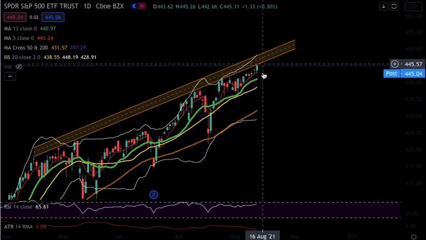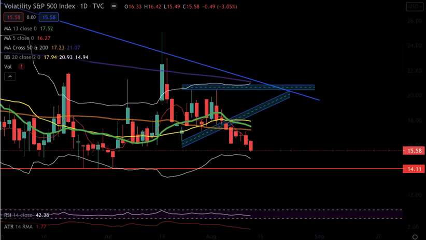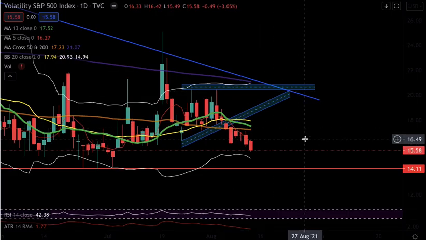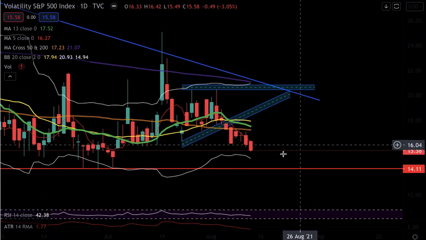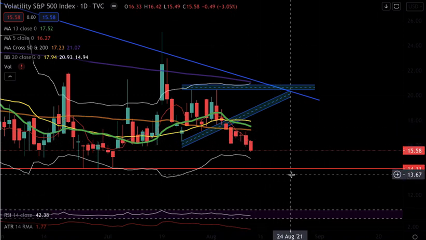But other than that, I'm going to stay on the sideline and watch what SPY wants to do. Okay, and you take a look at the VIX. VIX is still looking extremely bearish. Okay, under all our moving averages, you got these strong red candles.